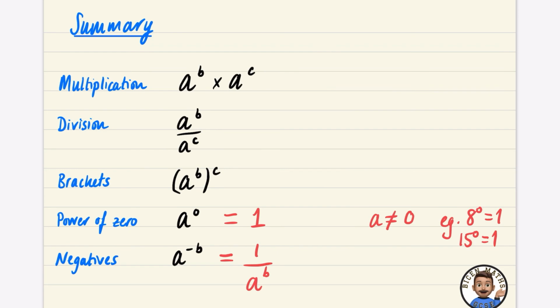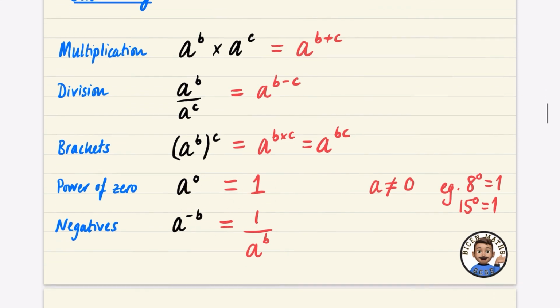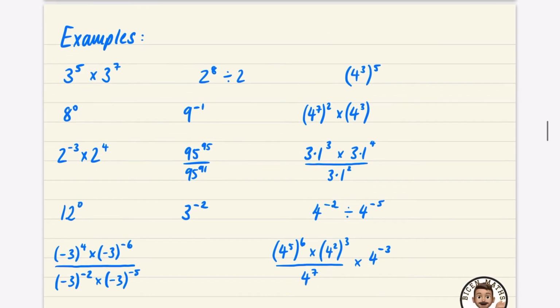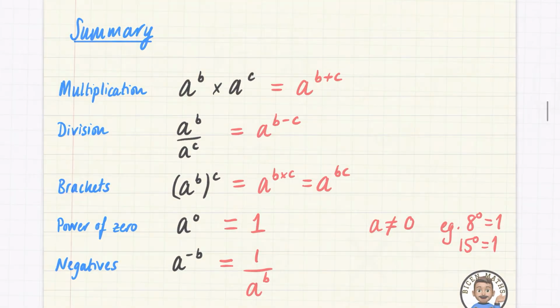So we can summarize these other ones. We said earlier on that when you multiply with the same base, they must have the same base, you add the powers. When you divide with the same base, you subtract the powers. And when you do a power of a power, you multiply the powers together. So you can either write it as b times c or a to the power of bc like that. So these were our two new rules that we've got here, and in the next video we're going to be doing some examples of different questions.